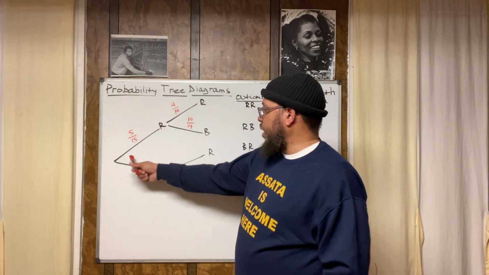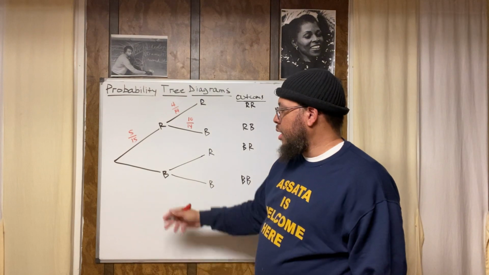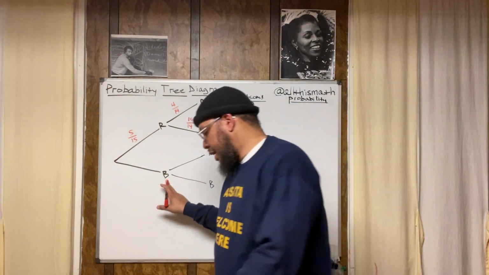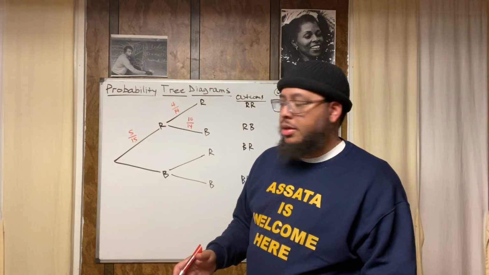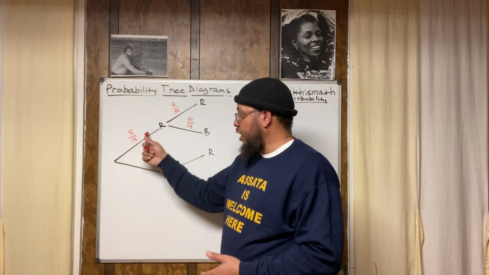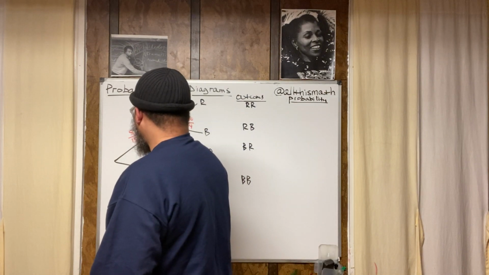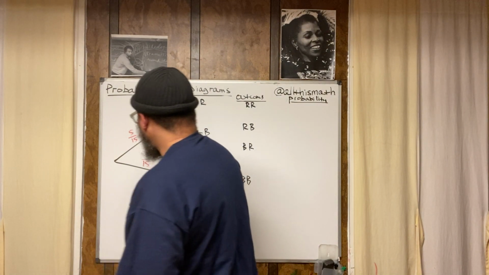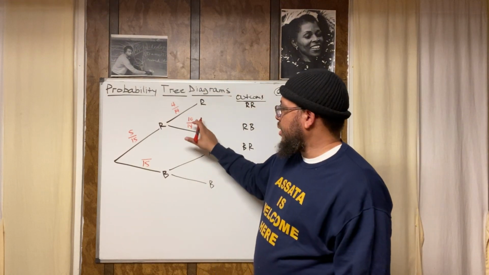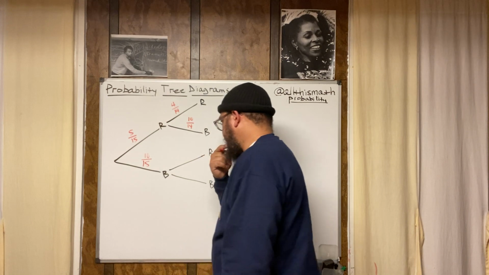All right, now let's go down here to this branch. So first pull, what's the probability of pulling a blue marble? It's 15 marbles altogether, because we're starting over again. This is starting over again, right? The first branch, just like up here. It's 15 marbles altogether, so that's my denominator. And how many blue marbles? We start out with 10. So we got 10 out of 15, right?